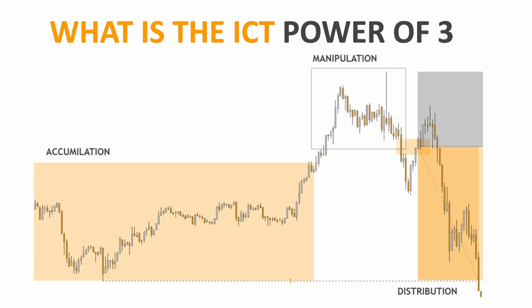So now moving on to what is the ICT Power 3 and how does it look on the live chart. So here is our accumulation phase. As you can see, market is ranging, market is consolidating. I know I haven't included it in this example. However, there was a swing high right here. I should have included that. My bad, guys. However, you can clearly see this accumulation.